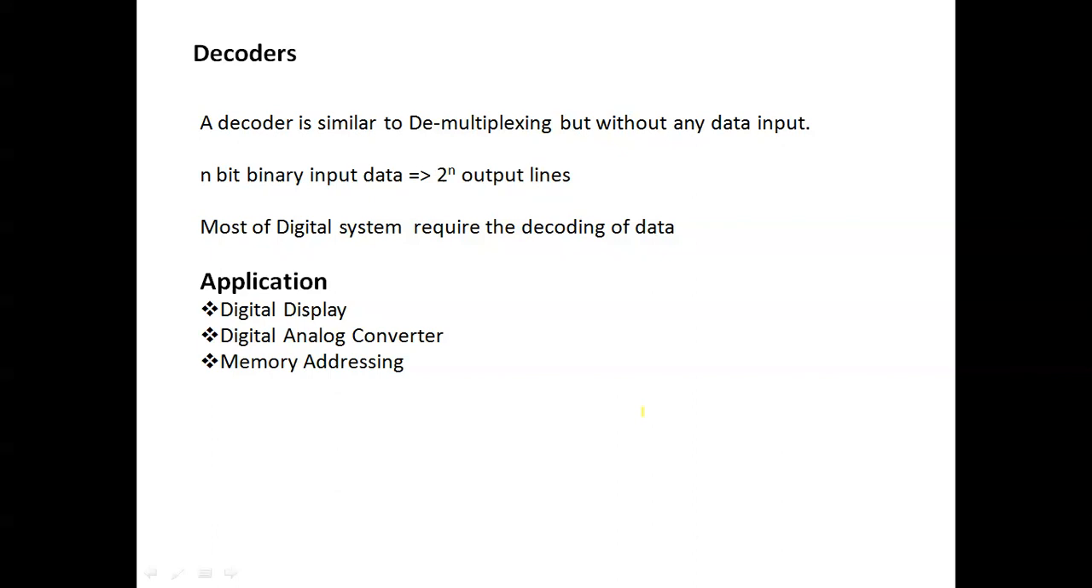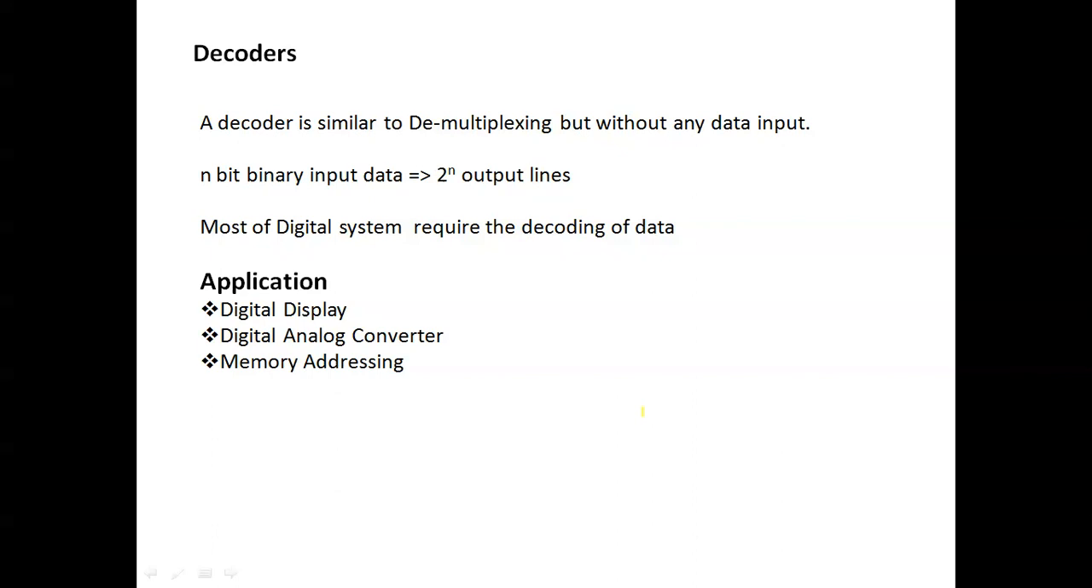What is demultiplexing? One input, several outputs. But here there is no data input. So n-bit binary input data, and 2 power n output lines. A decoder is the reverse of an encoder. You know that an encoder has 2 power n input lines and n binary data output. Similarly, a decoder has n binary data input and 2 power n output lines.